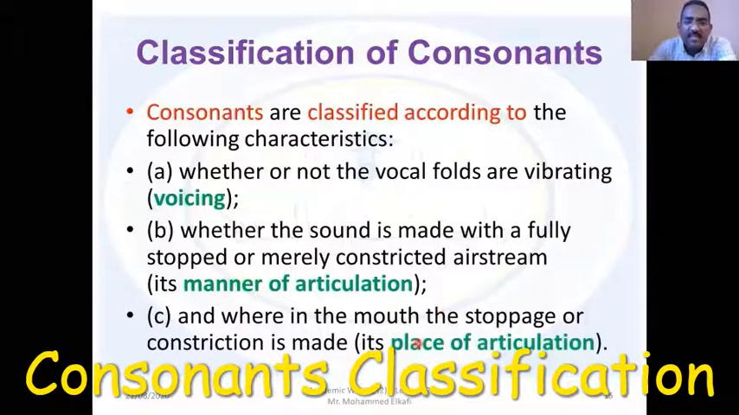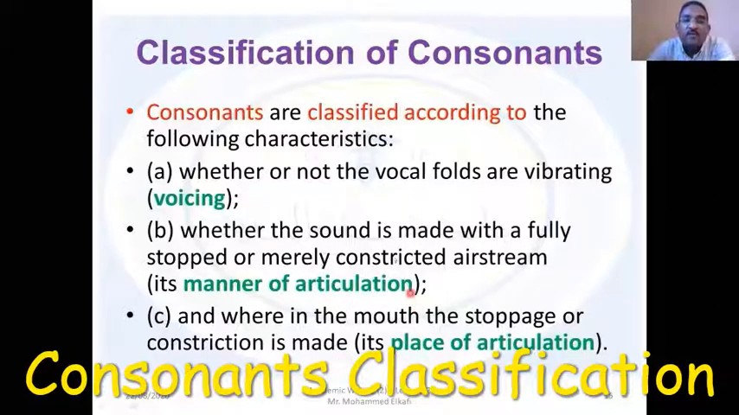The third characteristic of classification of consonants is known as place of articulation. We should mention the place of articulation. And here we mean with place of articulation where in the mouth the stoppage or constriction is made. In which area? In which point? In which organ? The stoppage or constriction is made in the mouth.